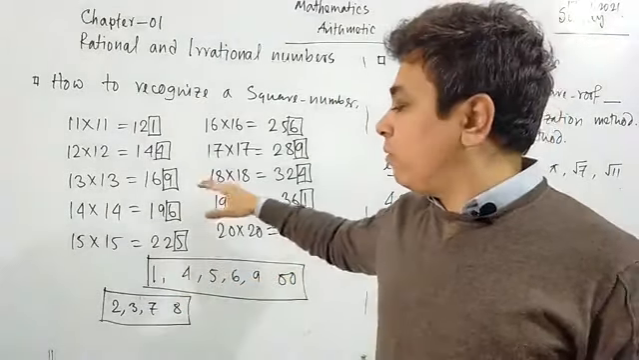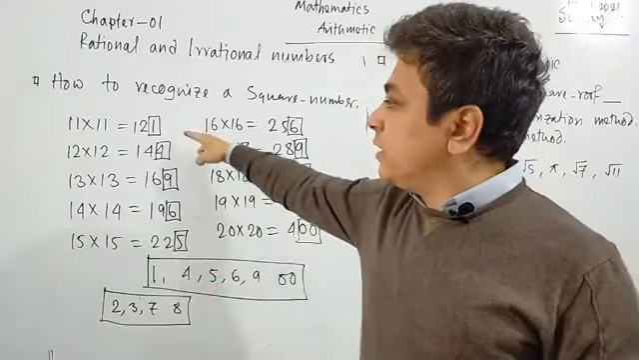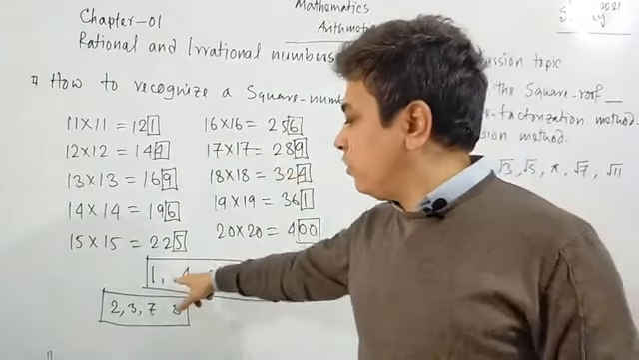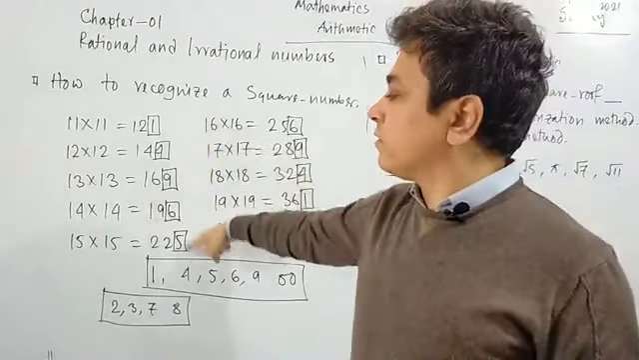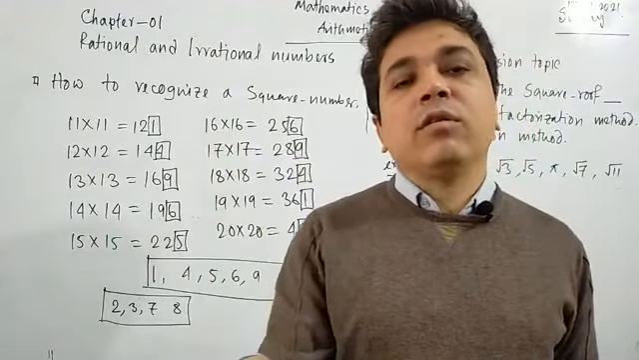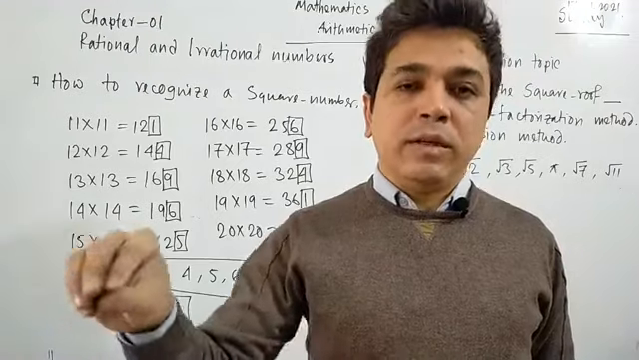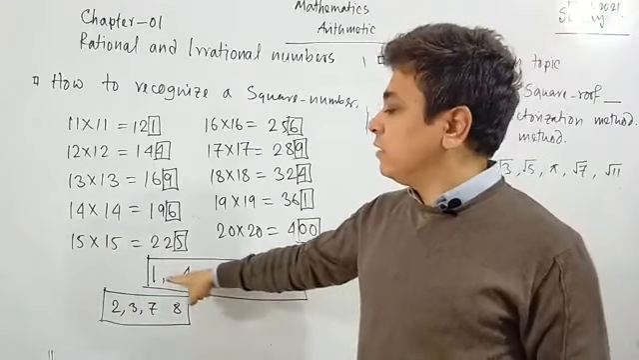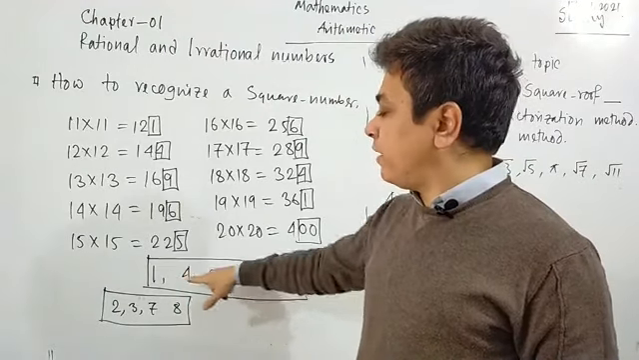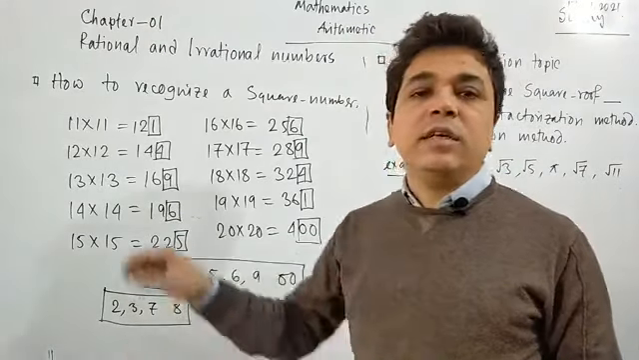Look at that here. Every single number contains only those five digits in the unit place. So those numbers can be a square number when they contain one of those 5 digits in the unit place.